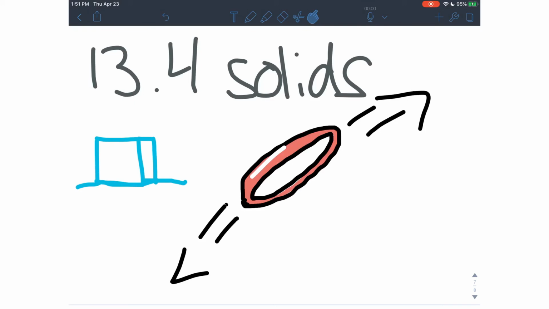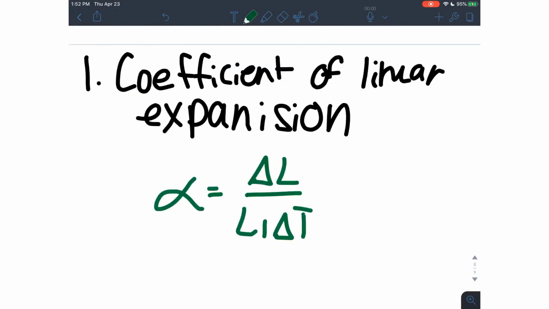As solids are heated, they expand, and to describe this, there are 2 different equations. The first of these equations is the coefficient of linear expansion equation. This equation describes that the change in length over the original length times the change in temperature will give you the coefficient of the linear expansion of that material.